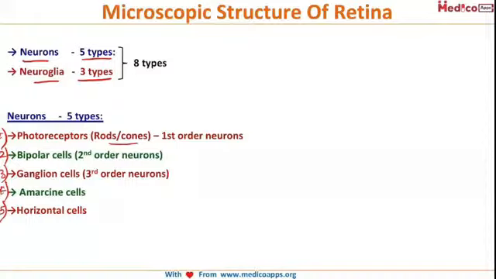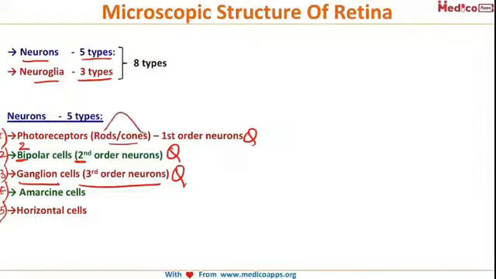The photoreceptors are the first order. These are very frequently asked. Please memorize this. The first order is our rods and cones. That's the photoreceptor. Bipolar, bi means 2, right? So these are the second order neurons. That's how you can easily remember. Bi means 2. So they are the second order neurons, and ganglion cells are the third order neurons of the visual pathway. The other 2 types are the amacrine cells and the horizontal cells.